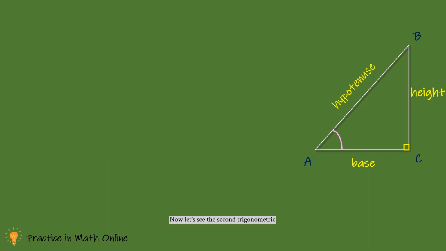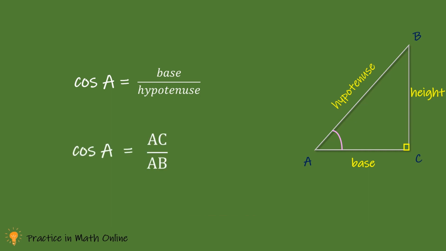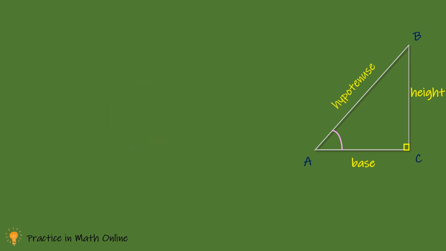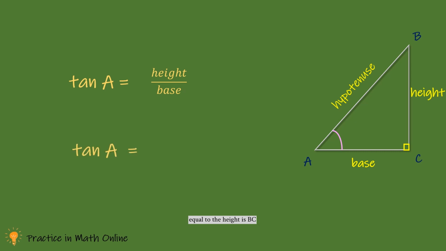Now let's see the second trigonometric function, cos of A, and that is equal to base over hypotenuse. For angle A, the base is AC and the hypotenuse is AB. That means cos of A will be equal to AC over AB. The third trigonometric function is tangent. That means tan of A, and the formula is height over base. That means tan of A will be equal to, the height is BC and the base is AC. So tan A will be equal to BC over AC.